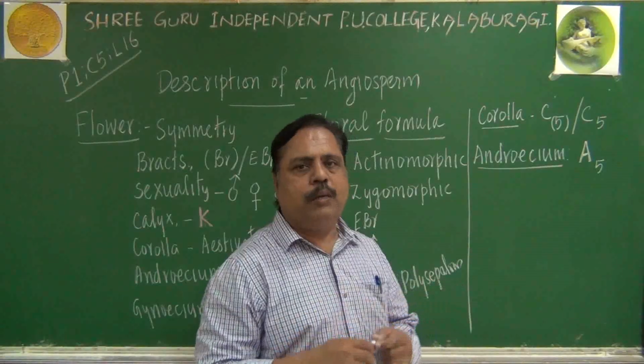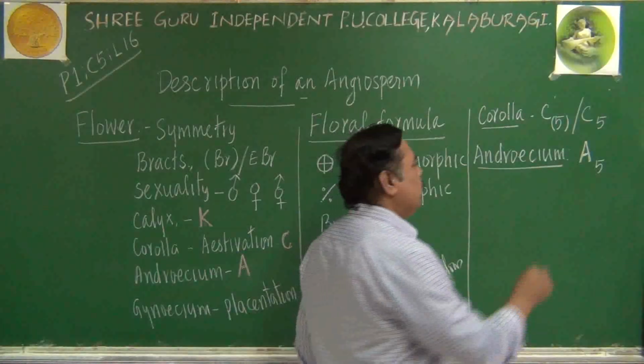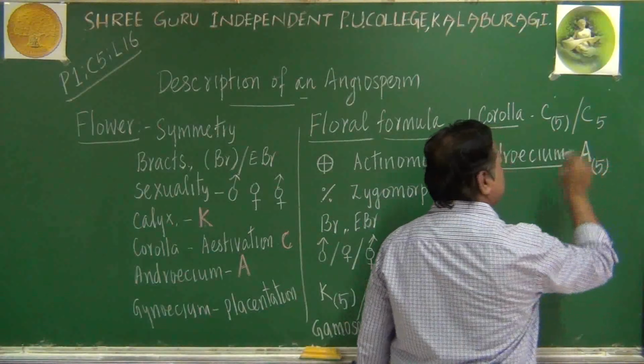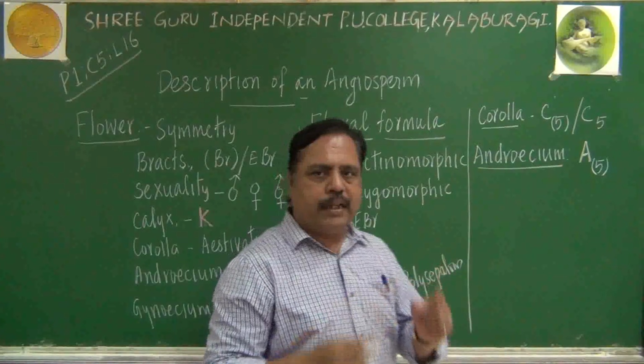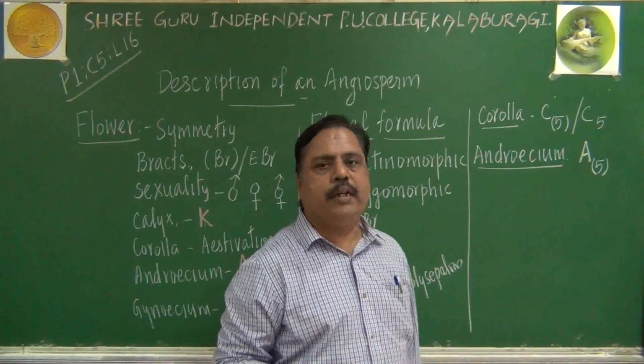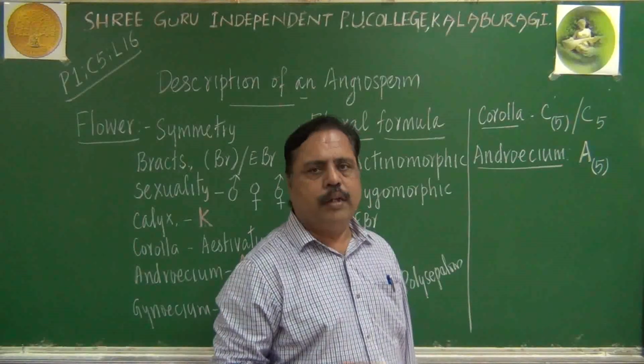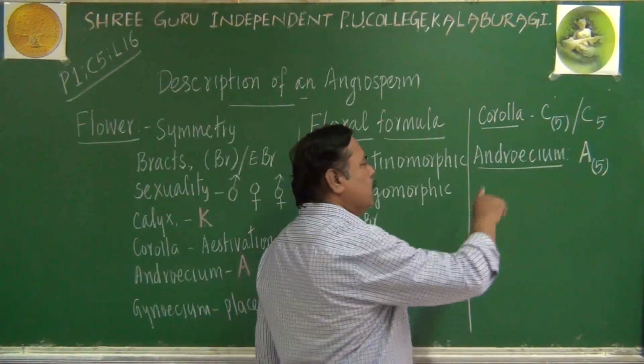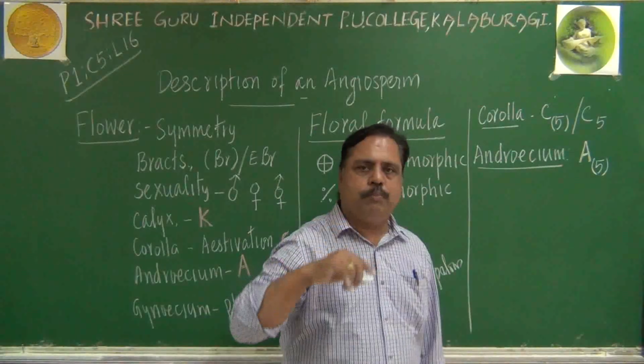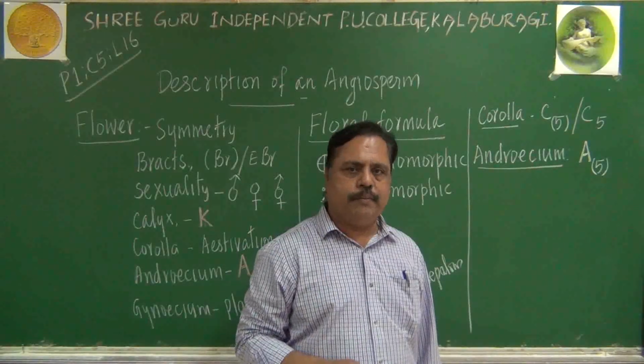Stamens may be in one bundle, united, then we will put a bracket like this. Do you get my point? If I put a bracket here, stamens are united, remember this point. Then, if they are free, we need not put a bracket, only 5 we can write.